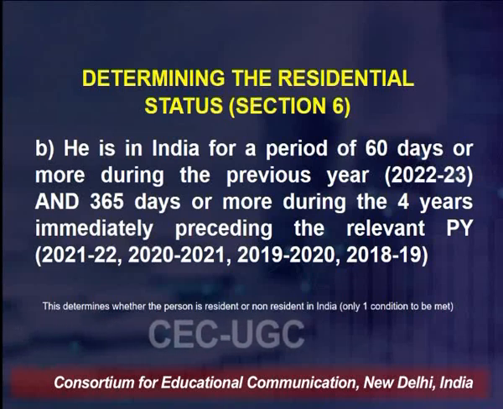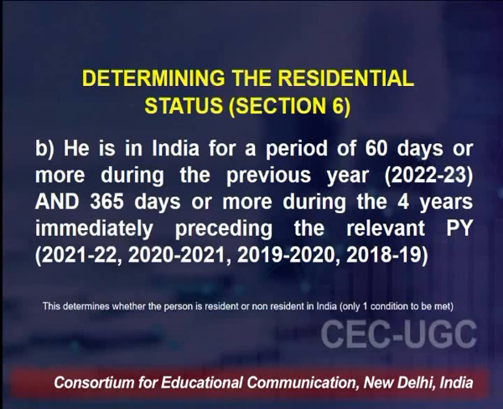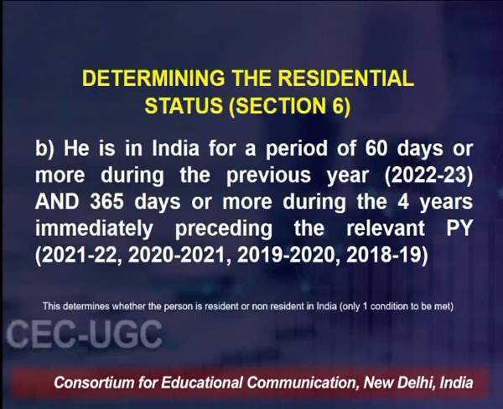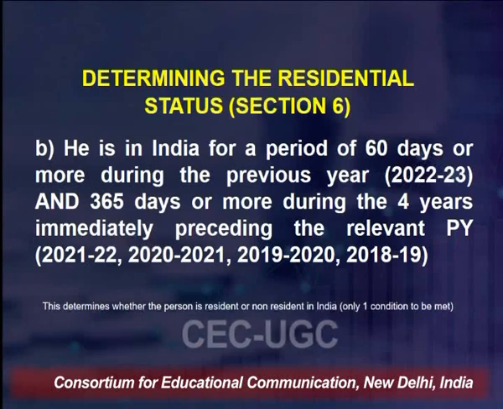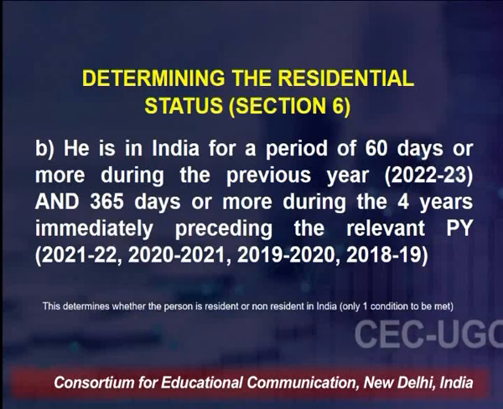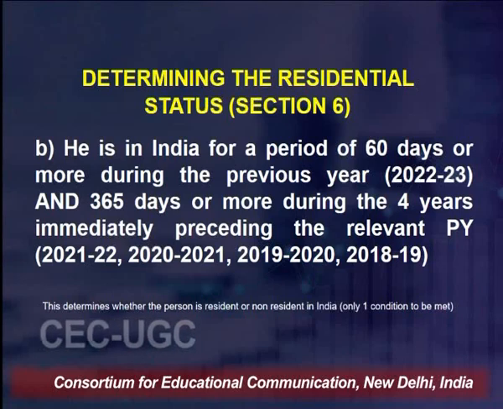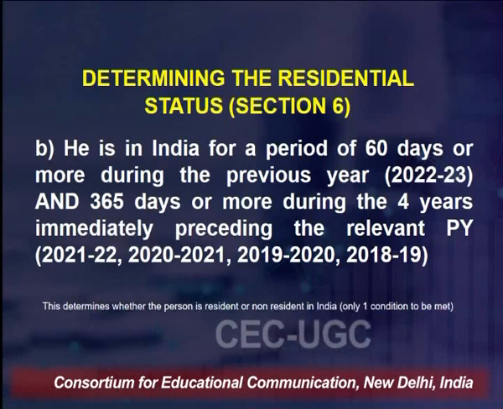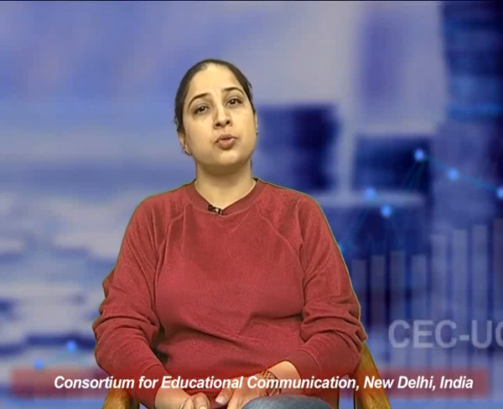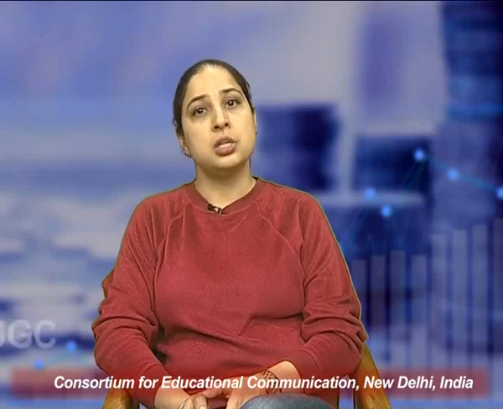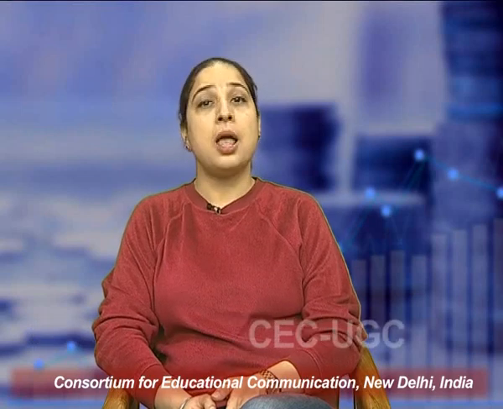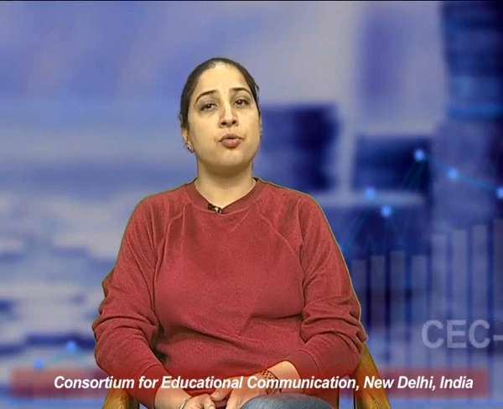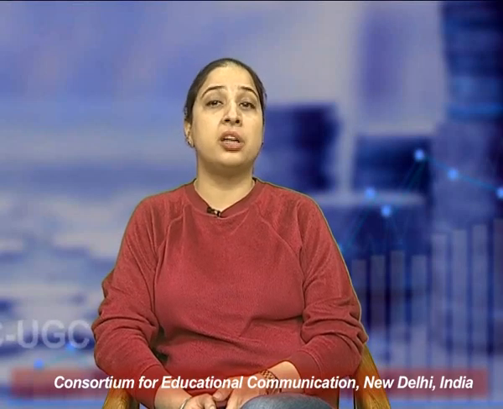Now the relevant previous year in this scenario is 2022 to 2023, and the 4 years which would precede this relevant year would be 2021-22, 2020-21, 2019-20, 2018-19. That means in totality in all these 4 previous years, the person should have stayed in India for a period of 365 days or more, plus he should be in India for a period of 60 days or more during the relevant previous year.